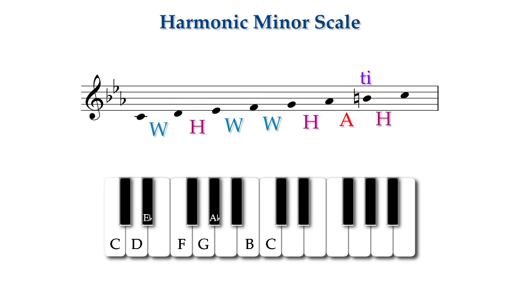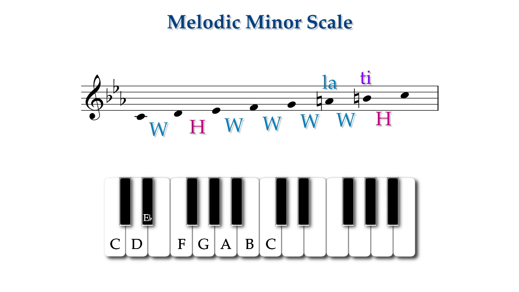The problem is to remove the augmented scale step without removing the leading tone. The solution is to raise the 6th scale degree when it moves directly to the leading tone. This creates the melodic minor scale.